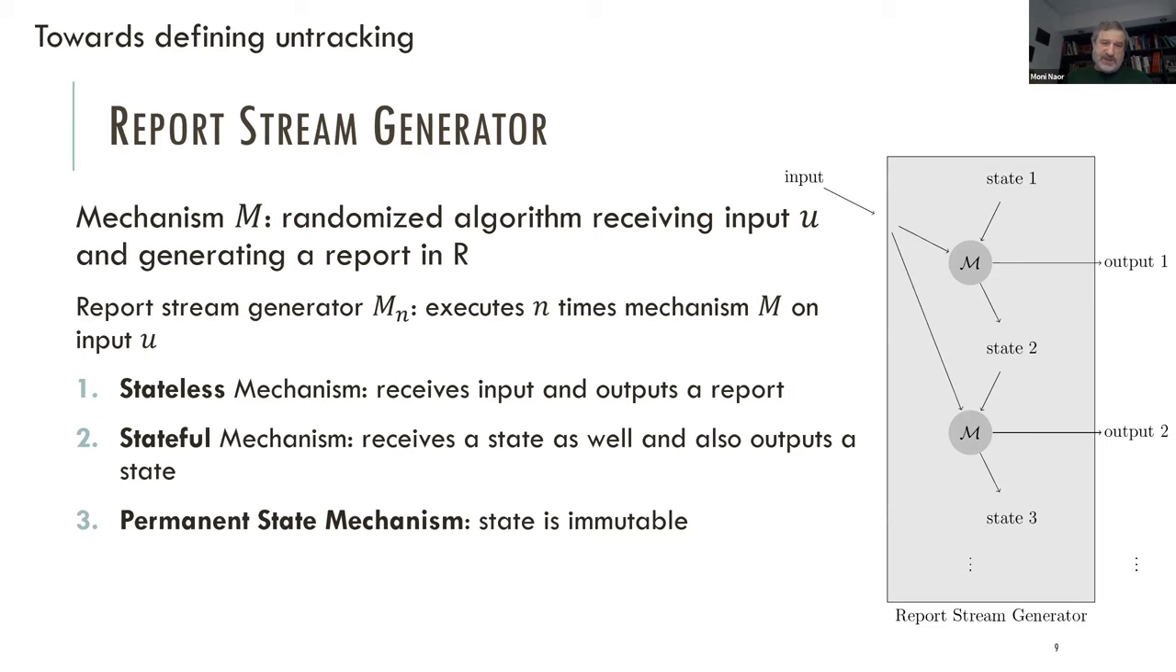Now, the mechanism could be stateless, so each execution is run without regard to the history. It could be stateful, maintaining a state that is being updated along with everything else. And it could be a permanent state mechanism, which is what the RAPPOR mechanism has. That is, we generate one permanent state, and each further execution is independent of any other execution, which just starts with the permanent state and does something with it, but the permanent state never changes. So these are three possibilities.